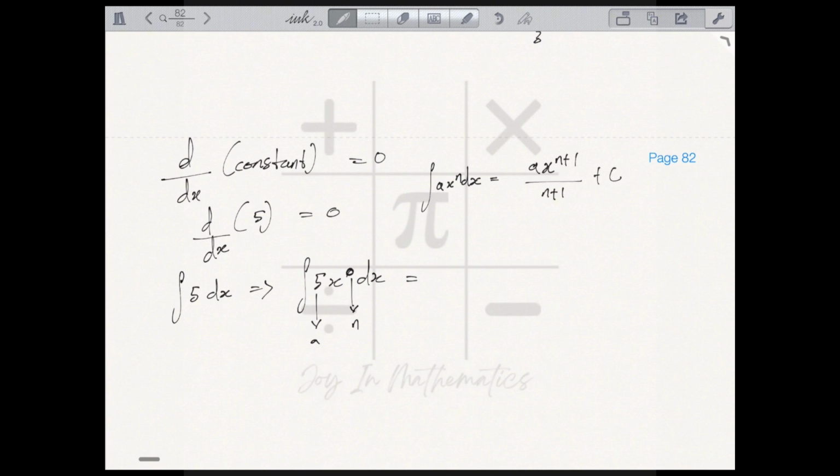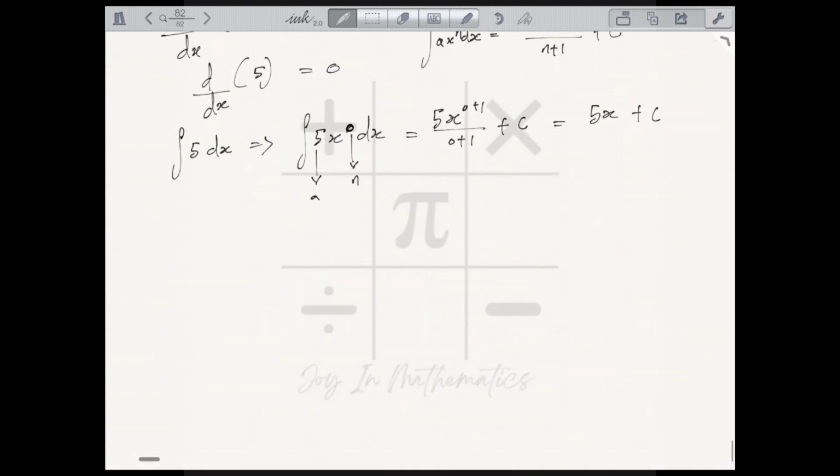Therefore, our a is 5, our n is 0, plus c, and this will give us 5x plus c. Therefore, we can come to a conclusion that the integral of a constant k is kx plus c.